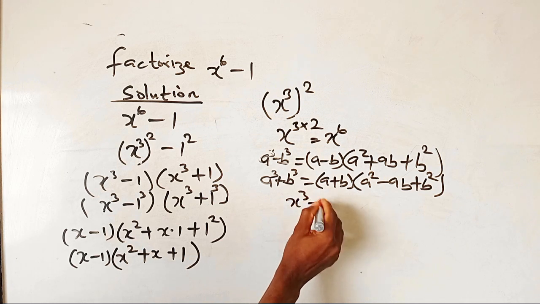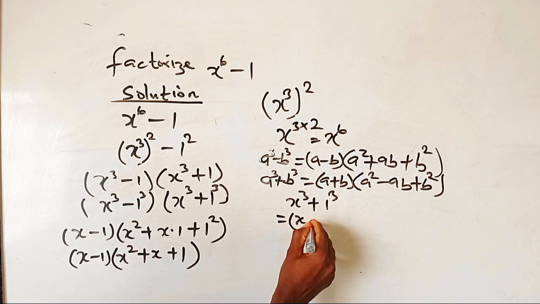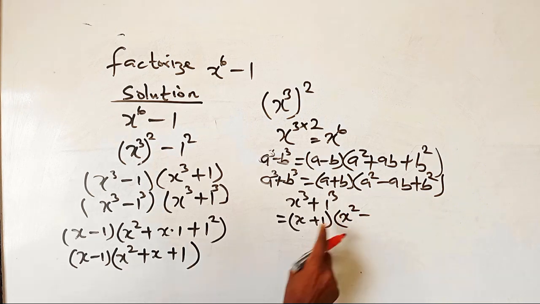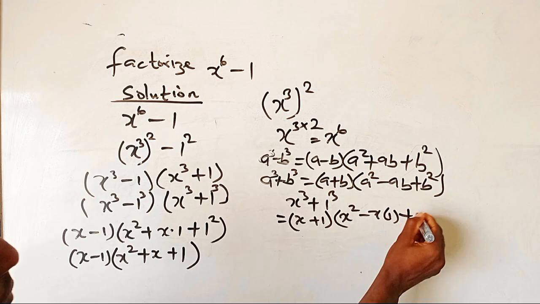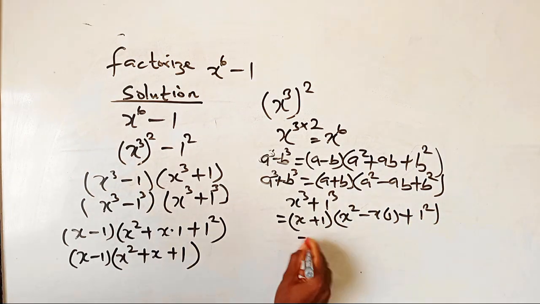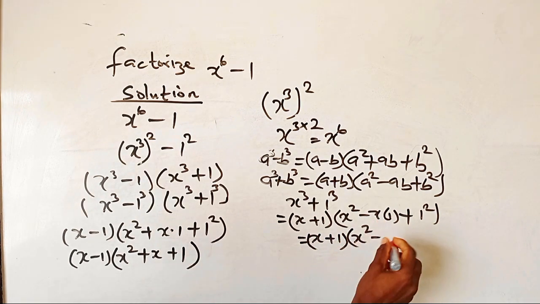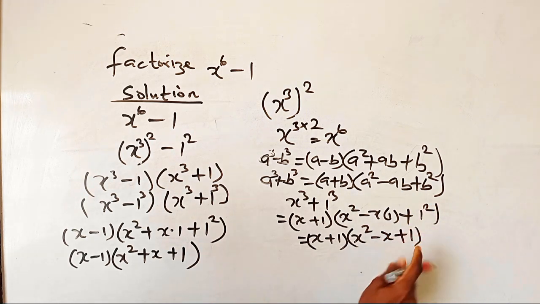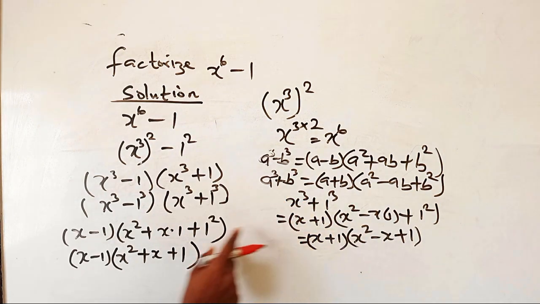we have x plus 1 into, for x, x squared minus, multiplying x times 1, plus 1 squared. When we resolve this, we have x plus 1 times x squared minus x plus 1, since 1 squared is 1. So this is the result of applying the sum of two cubes.